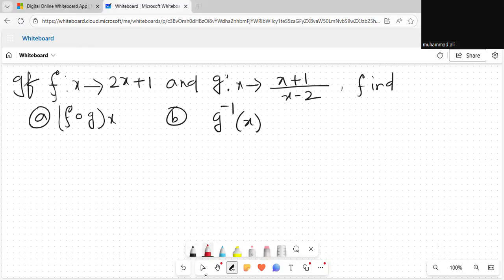Today we try to solve one math problem from DP1 AASL. The first problem is: if function f maps x to 2x plus 1, and function g maps x to (x plus 1) divided by (x minus 2), find f o g of x and g inverse of x. The first one, f o g of x, so we can write here f o g.